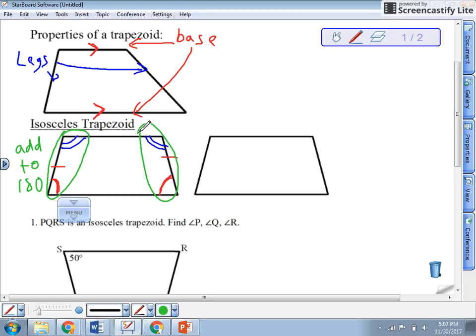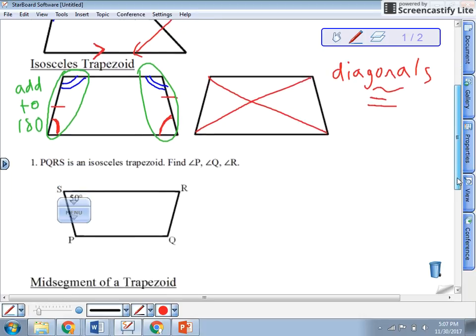Now, the other property that you need to know about trapezoids is that their diagonals are going to be congruent. They don't bisect, but the diagonals are congruent, or they're going to be equal to each other. So those are our properties of trapezoids. Let's get into some quick examples.